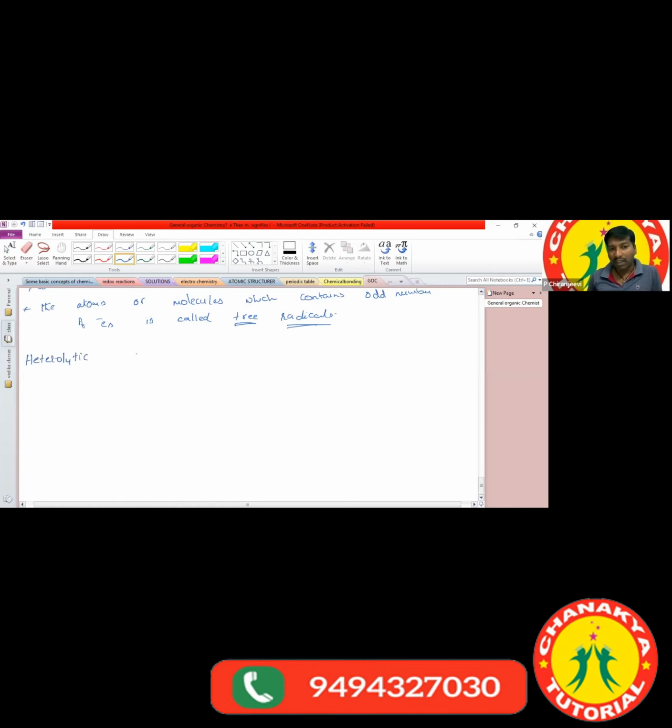Heterolytic cleavage. So what is meant by heterolytic cleavage? What can we call a heterolytic cleavage? Heterolytic cleavage is nothing but unsymmetrical cleavage of the covalent bond.